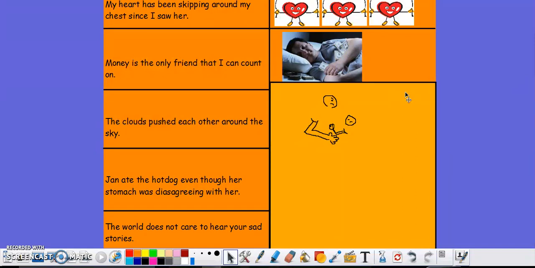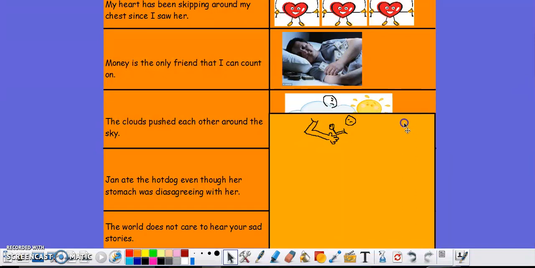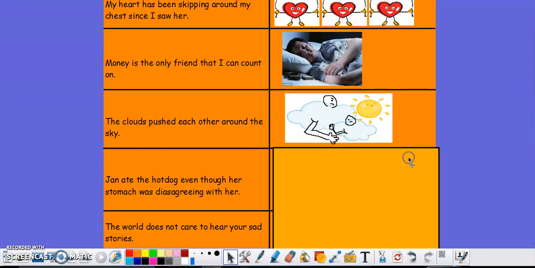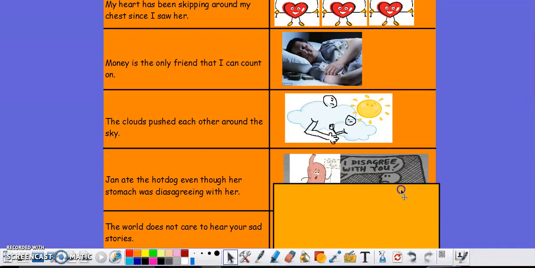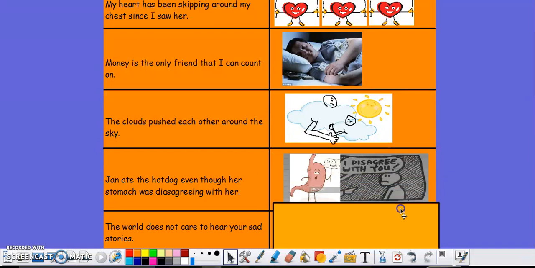It draws us in. The clouds pushed each other around in the sky. They don't actually shove and push. They're just moving around in the sky, and they seem to be pushing. But that pushing is a personification of the clouds. Jan ate the hot dog, even though her stomach was disagreeing with her. Here's a picture of a stomach saying, please don't feed me, I disagree with you. It doesn't actually happen that way. It just means that her stomach is upset.